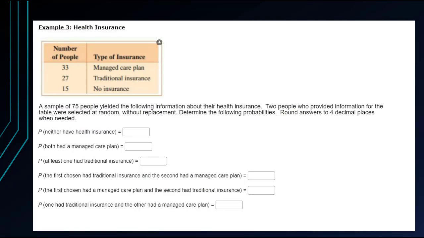Example 3. A sample of 75 people yielded the following information about their health insurance. 2 people who provided information for the table were selected at random without replacement. Determine the following probabilities. Round answers to 4 decimal places. So we know we have 75 people, and so the denominator is going to be 75, at least for the first person chosen. And so we're looking for the probability that neither have health insurance when we draw 2 people.